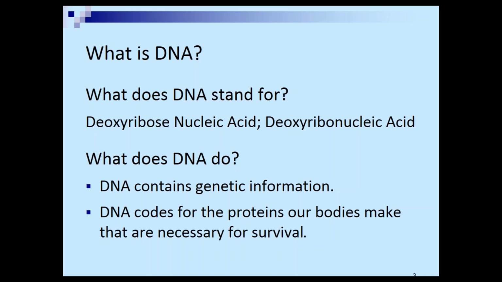Most of us understand that if there's a genetic mutation, if there's something wrong with your DNA, then you either have a disease or supernatural powers. But it contains genetic information, and we're going to try to learn more about exactly what that means in this short lecture. The genetic information that it contains basically means that it codes for making proteins that are necessary for survival.